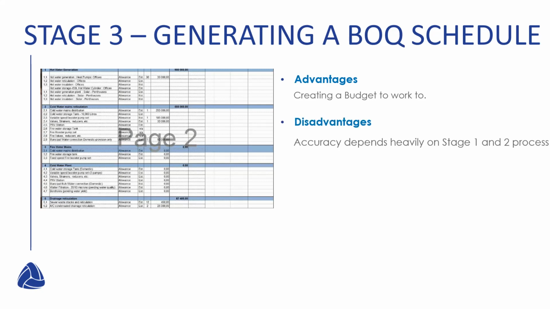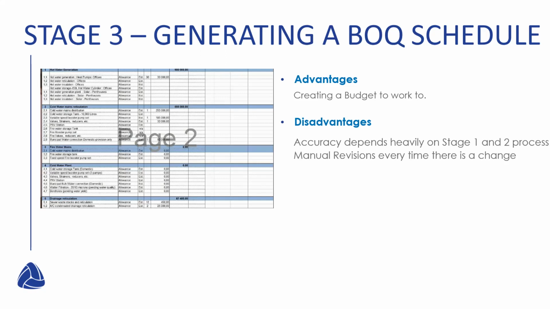And your disadvantages are: accuracy depends heavily on stage 1 and 2. Again, if you messed up in either one of those stages at any point in time, your BOQ is not going to be as accurate as you want it to be. So the likelihood of you being over budget is quite high compared to being under budget.